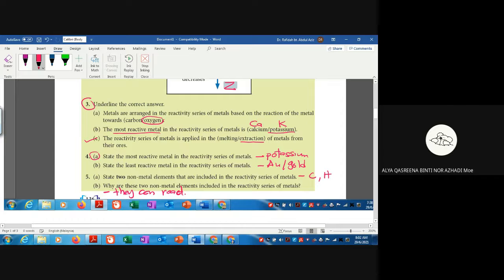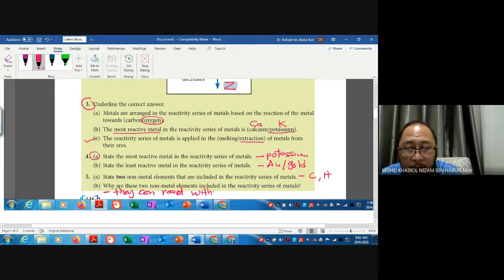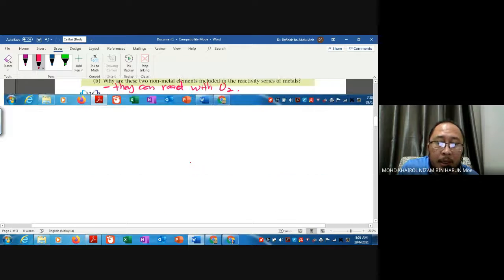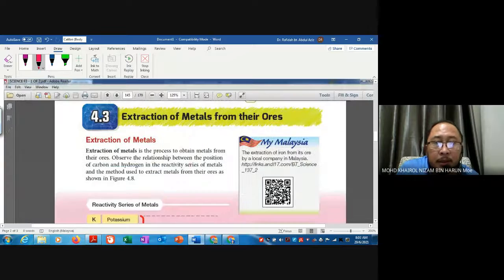Let's see, with oxygen. Oxygen gas. Okay, so that's why we have to compare their reaction with other metal reaction. Okay, so now we proceed to 4.3, extraction of metals from their ores.